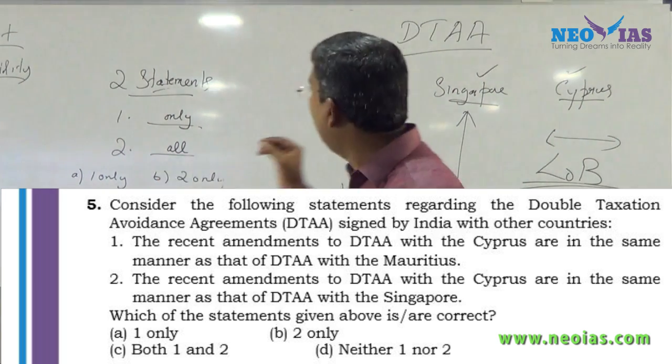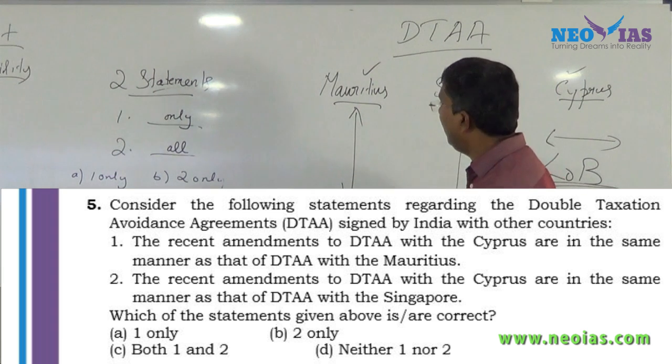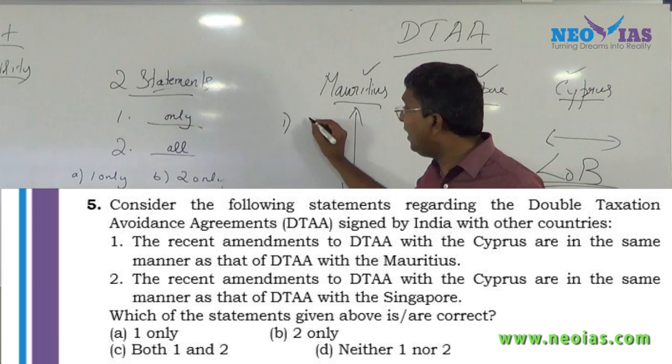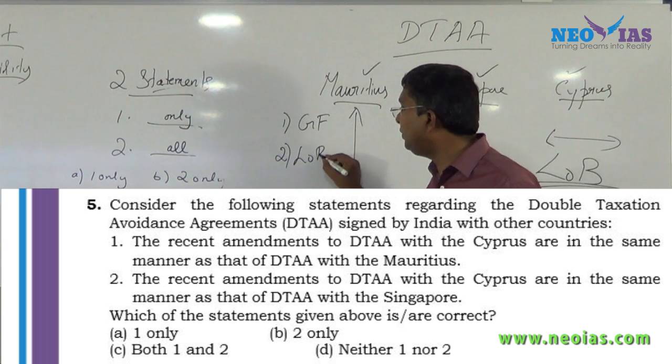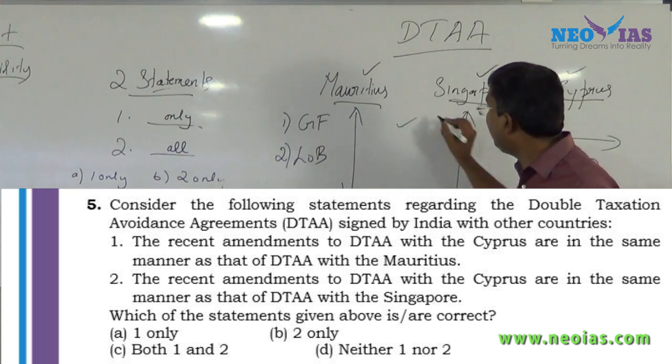What do you need to do? Mauritius, Singapore and Cyprus. What all things do you know? Those students who attended my classes, grandfather clause, limitation of benefit clause. These are the two important provisions. How can you learn? Tick all the three.